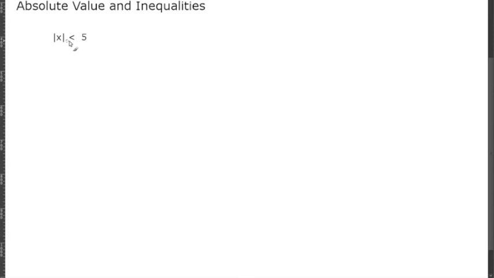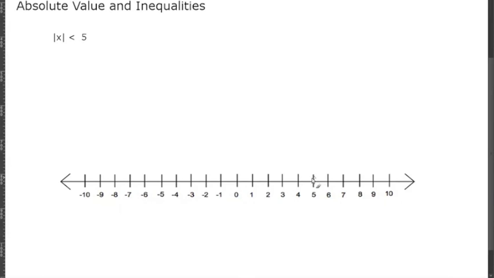With that being said, let's look at the absolute value of x is less than 5. Looking at the number line, that means that the 5 is going to be circled, and the absolute value of x is less than 5. So we can have down to 4, because 4 is less than 5, 3 is less than 5, 2 is less than 5, 1, and 0 are all less than 5.